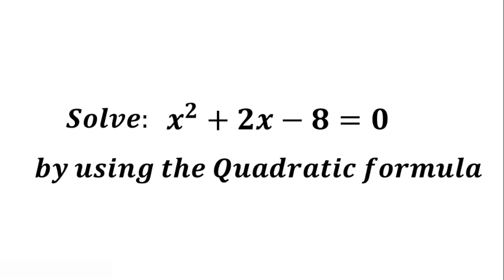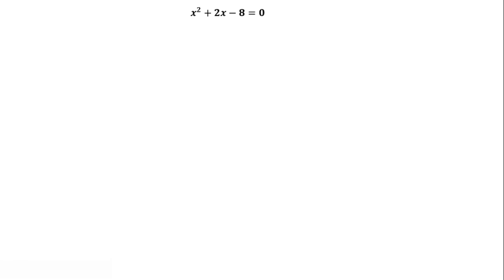Today we'll be using the quadratic formula to solve the equation x squared plus 2x minus 8 is equal to 0. X squared plus 2x minus 8 is equal to 0. So let's move on with the solution. So we have x squared plus 2x minus 8 is equal to 0.